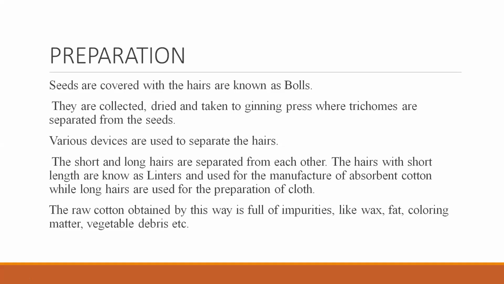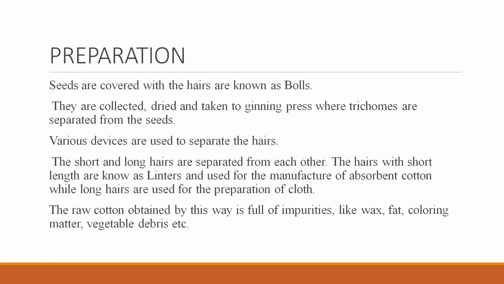What does the ginning press do? It separates the hairs or trichomes from the seeds, and various devices are used to separate the hairs on the basis of their length. The short and the long hairs are separated from each other. The hairs with short length are known as linters, and they are used for the manufacturing of absorbent cotton, while long hairs are used for the preparation of cloth.